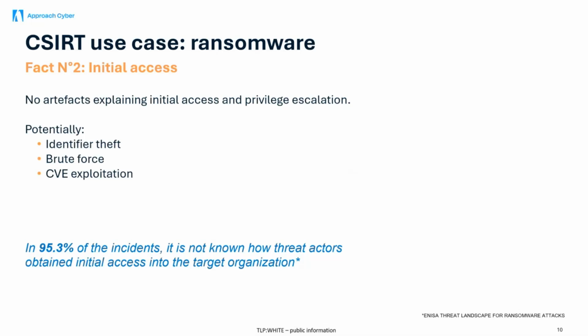Then, secondly, how did they get access? So what was the initial access? In fact, during the investigation, we couldn't get a clear artifact explaining how the hacker got inside the network. So we suspect that the administrator account was either brute forced or the credentials were available somewhere on the dark web. And then we also suspect that they exploited one CVE vulnerability that was available on the remote desktop systems. Important to know is that according to ENISA, in more than 95% of incidents, it is not known how threat actors get initial access into a target organization.